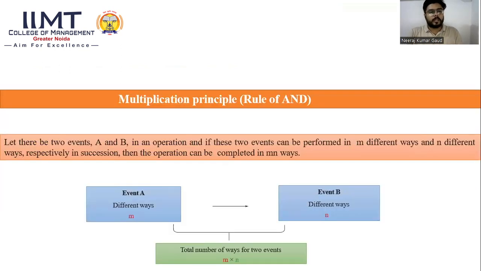So the first one is called the multiplication principle. We also call it the rule of n. Let there be two events, A and B, in an operation, and if these two events can be performed in m different ways and n different ways respectively in succession, then the operation can be completed in m into n ways. So this is a pictorial diagram. Suppose event A has m different ways, event B has n different ways. So the total number of ways for two events is m cross n.